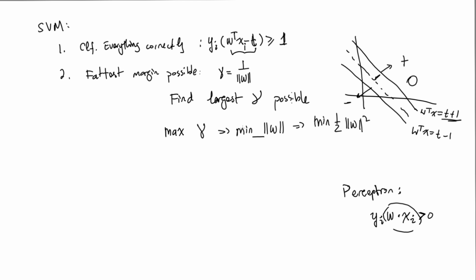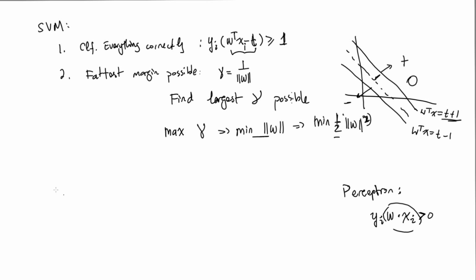Okay, so for the argument, the W that achieves this will achieve this, and we put the half just for convenience, because if we're squaring, the 2 is going to come down in the derivative, and we want things to cancel out. Okay, so those are basically the two objectives: make the margin as large as possible, and classify everything correctly.